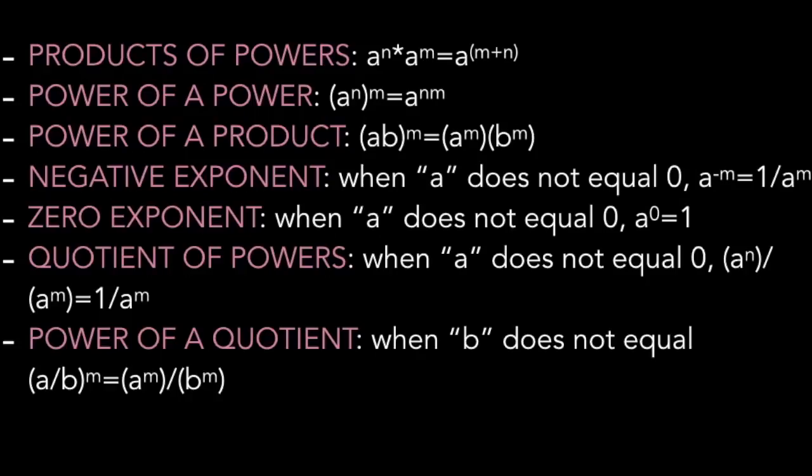The negative exponent property states that when a does not equal 0, a to the negative mth power equals 1 over a to the mth power. The zero exponent property states that when a does not equal 0, a to the 0th power equals 1. The quotient of powers property states that when a does not equal 0, a to the nth power over a to the mth power equals a to the nth minus mth power. The power of a quotient property states that when b does not equal 0, a over b to the mth power equals a to the mth power over b to the mth power.